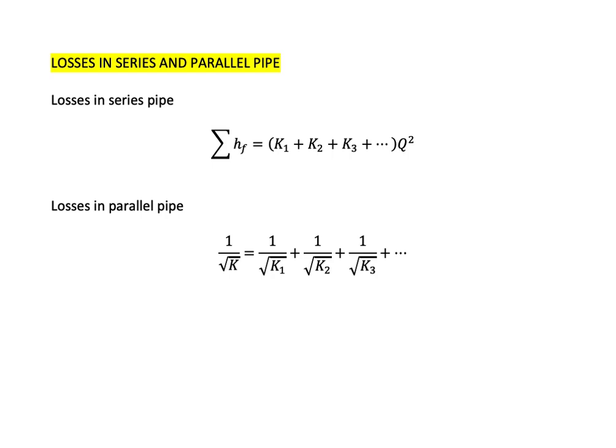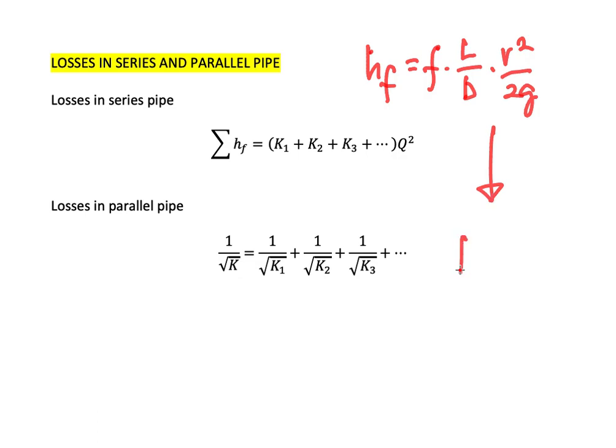Today we will discuss the losses in series and parallel pipe. Previously, we already discussed how to determine the friction equation, and then we also discussed how to simplify our equation. HF is equal to F L over D times V squared over 2G, into one term called HF equal to K Q square.